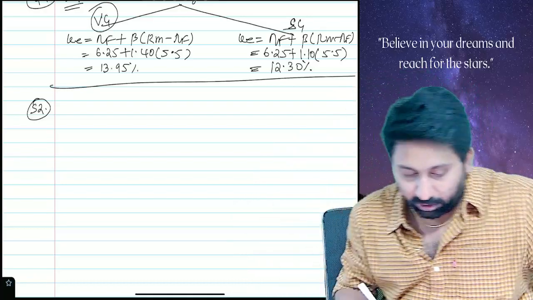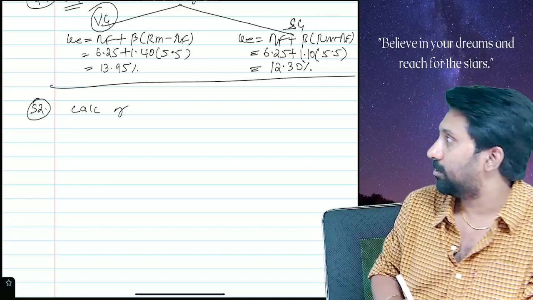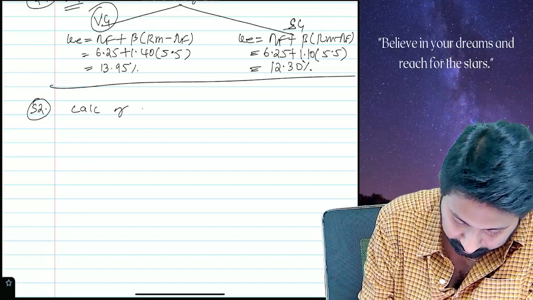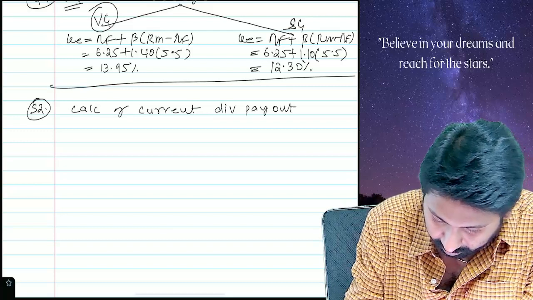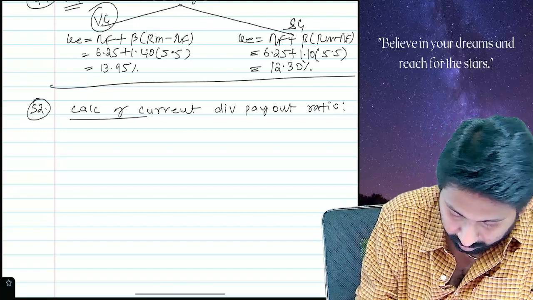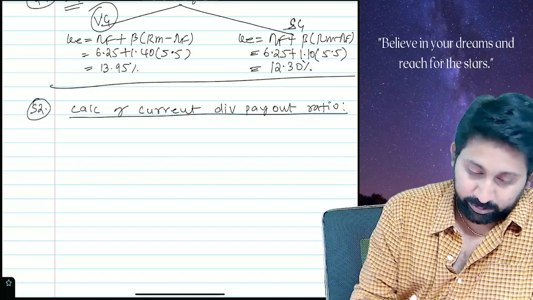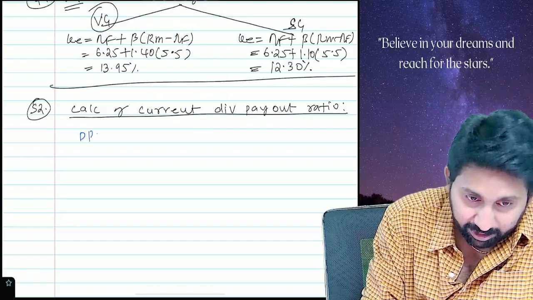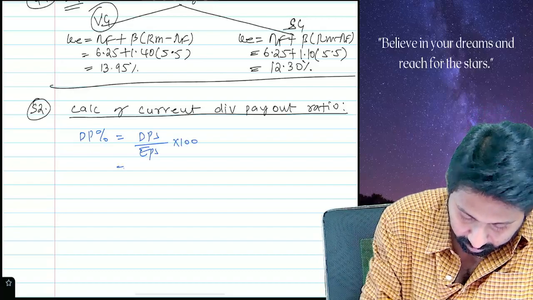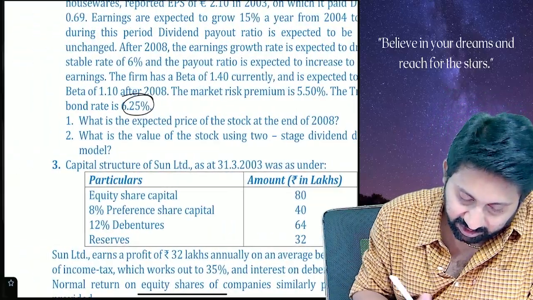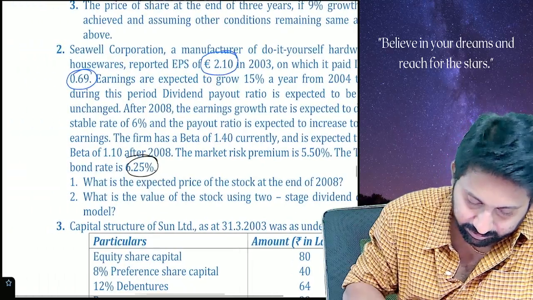Shall we do? Write down first. Write down along with me. Step 2. Calculation of current dividend payout ratio. Dividend payout percentage equal to DPS by EPS into 100. See the question and tell me what is the DPS this year on what EPS? Write down.